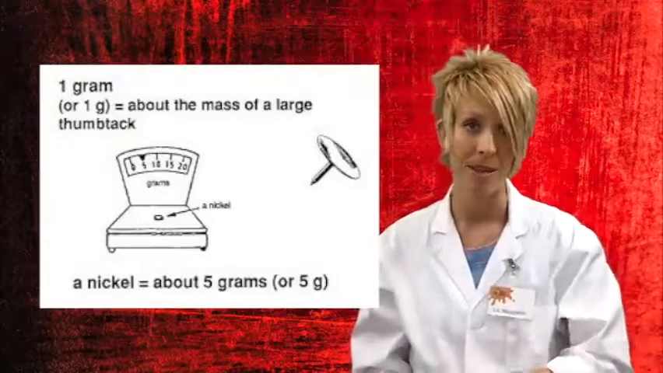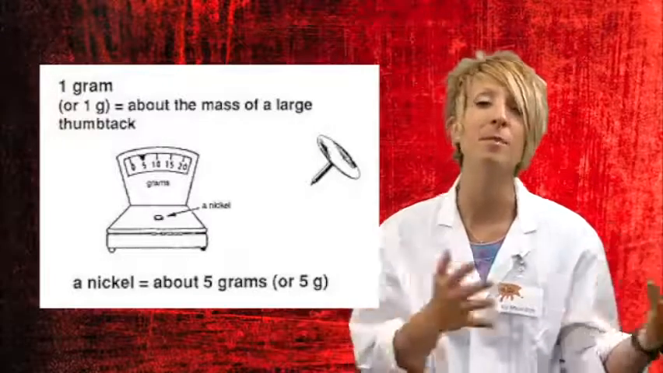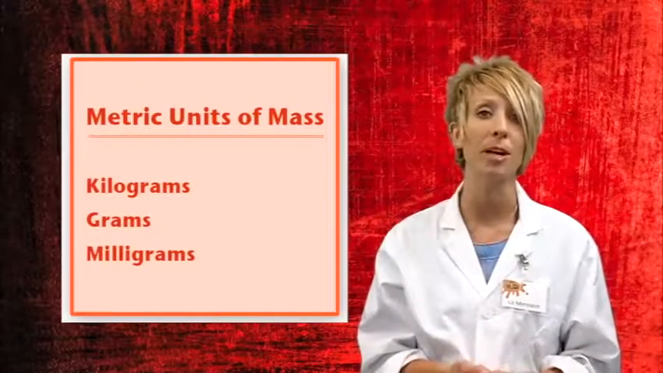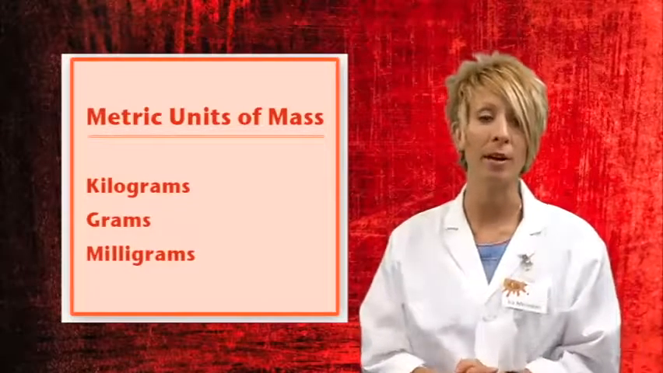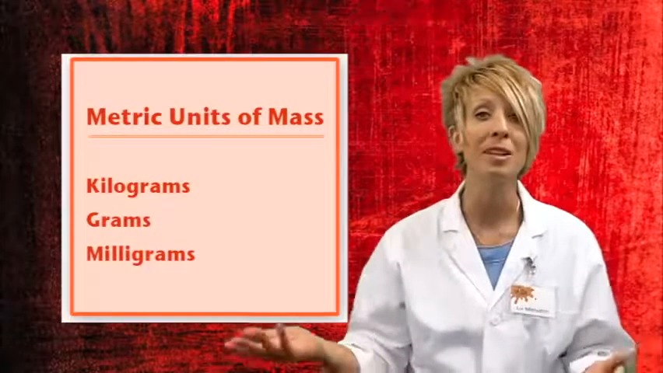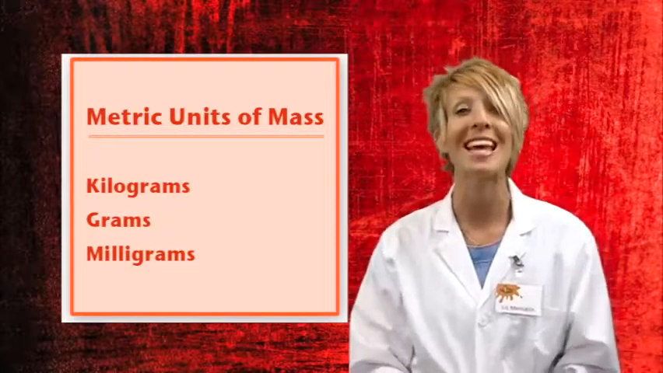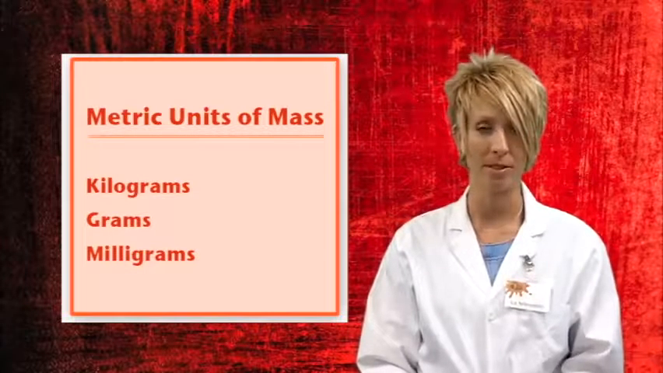is gram. Now, you may have heard if something is smaller than a gram, we will use milligrams. For instance, medication is measured in milligrams. If something is more than a gram, we would oftentimes use kilograms, which means 1,000 grams.